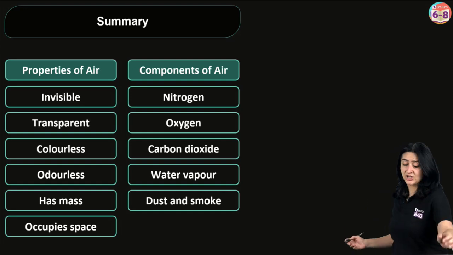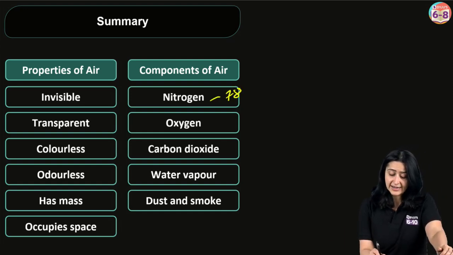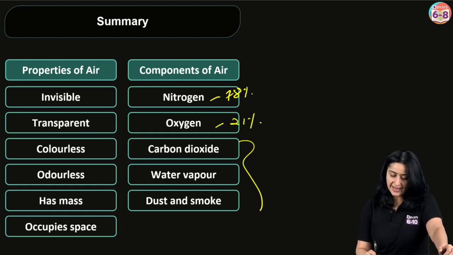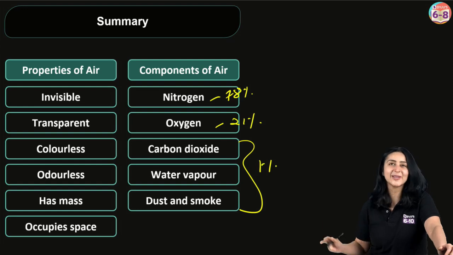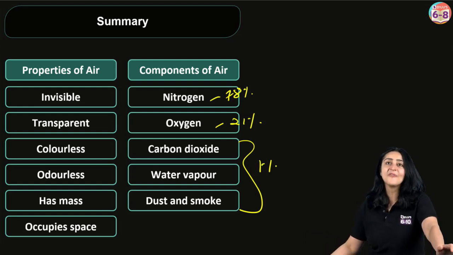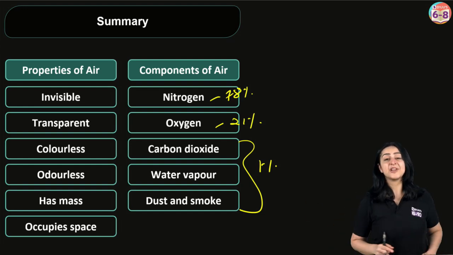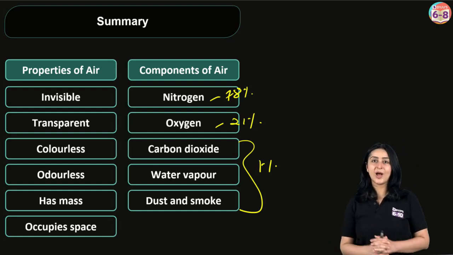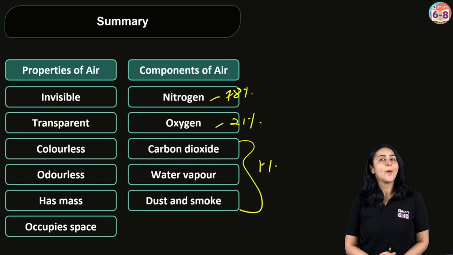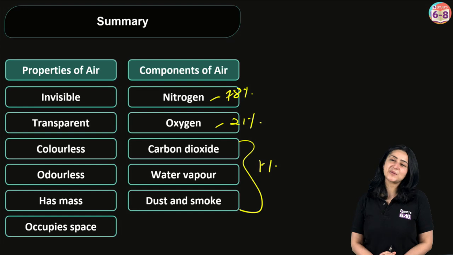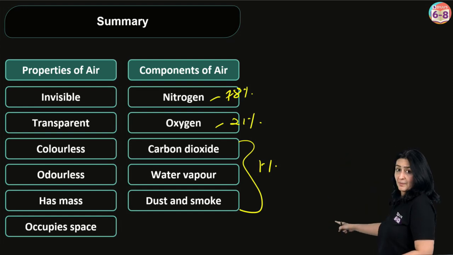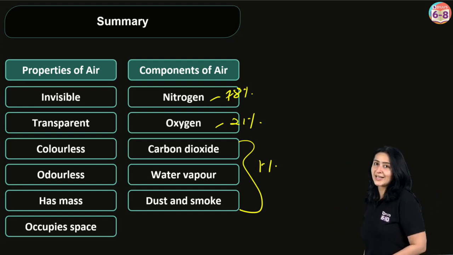We spoke about nitrogen, which is present at 78%. This is a majority. Then we have 21%, which is oxygen, and the remaining 1% is a mixture of carbon dioxide, a few other gases, water vapor, as well as dust and smoke. And with that, we have finished concept 1 or lesson 1 of air around us. Wait for the next lesson because we will be covering all of these components a little bit more in detail.